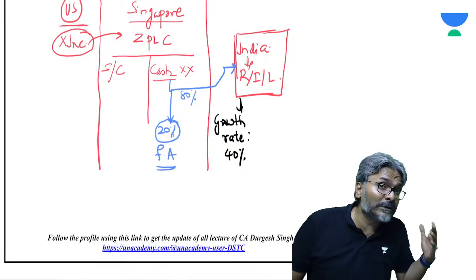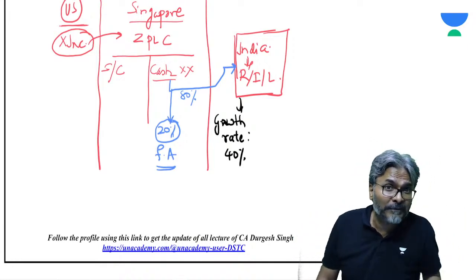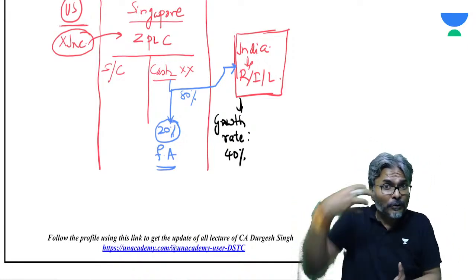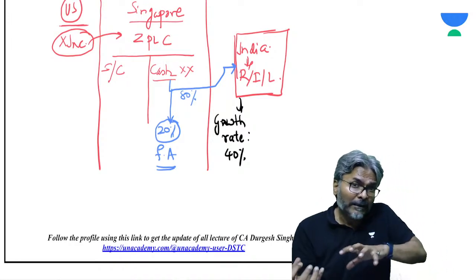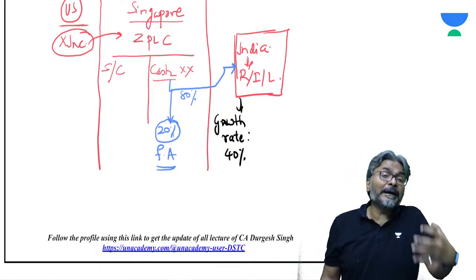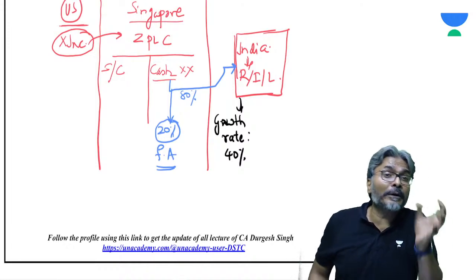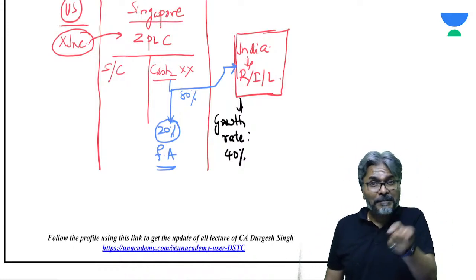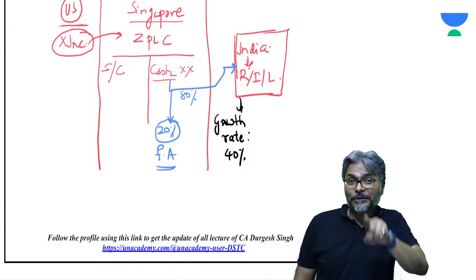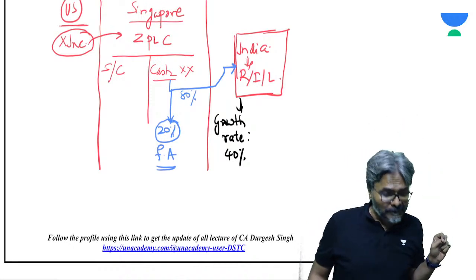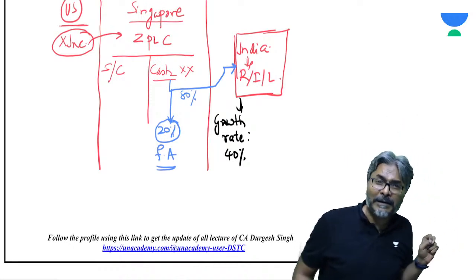It will have, students, a ripple effect. What is the ripple effect? This growth rate of this Indian company will have an immediate influence on its share price. So the fair market value of the shares of RIL will go up.